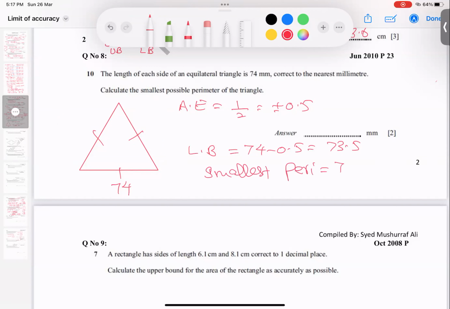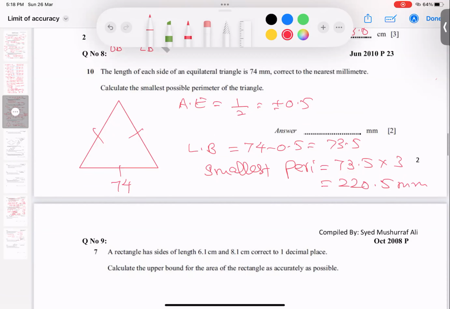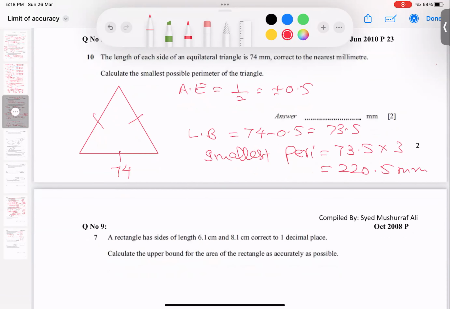So 73.5 into 3. Okay, so the answer is coming first, 73.5 into 3 into 3. And the answer is coming 220.5 millimeters. Done. So this question is over. Let's talk about the other question.